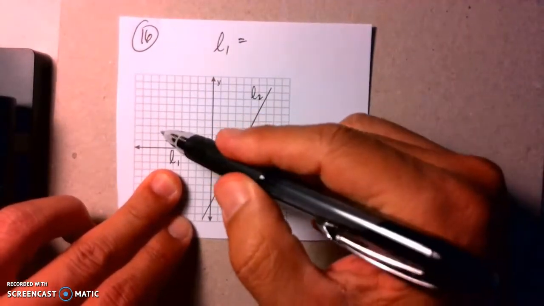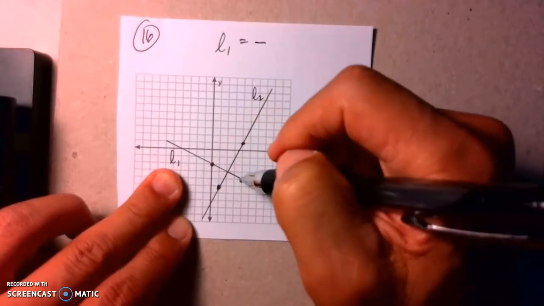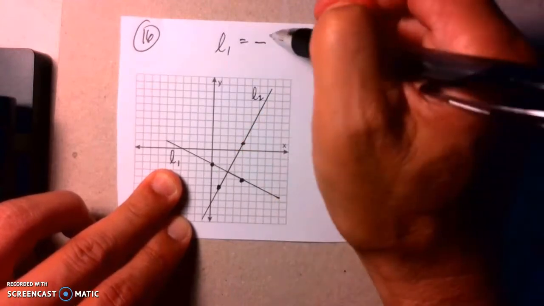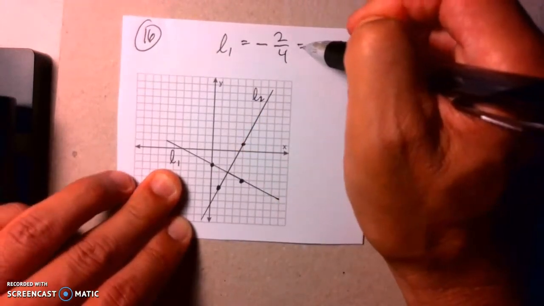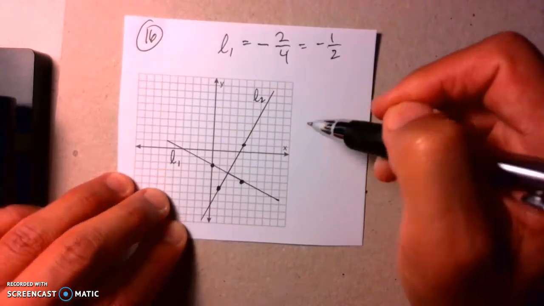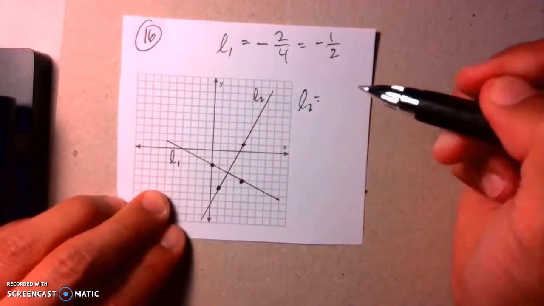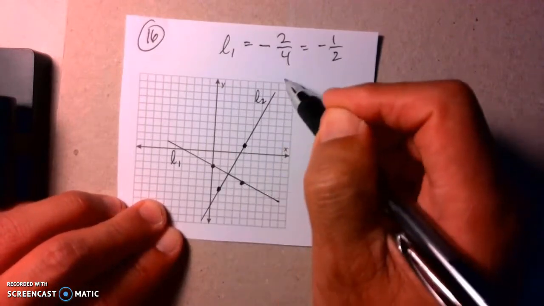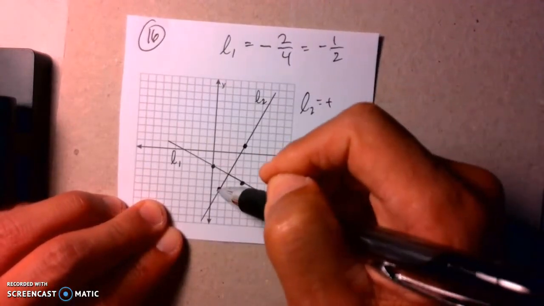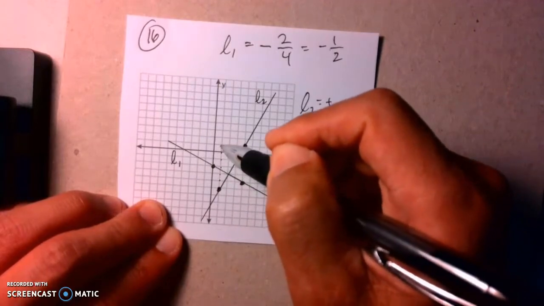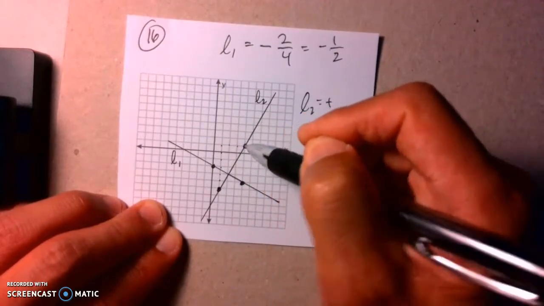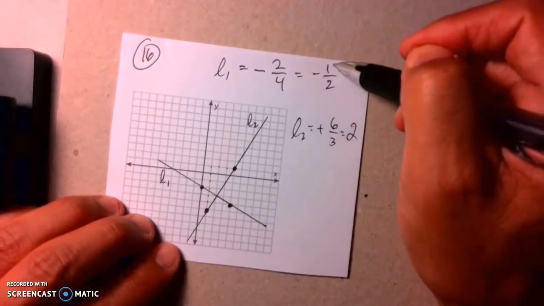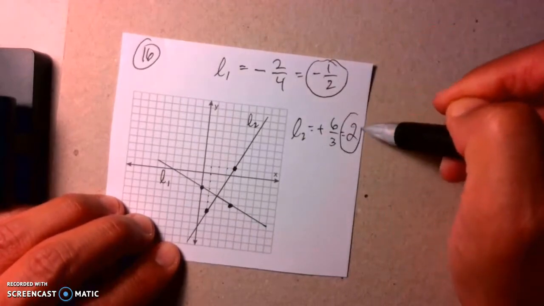The slope looks like it's falling down in a negative direction. From this point to this point, it is 1, 2 down, 1, 2, 3, 4 across. 2 over 4, which is negative 1 over 2. Line 2 is a positive slope. It's going upwards. It goes up 1, 2, 3, 4, 5, 6, across 1, 2, 3. 6 over 3, which is the same as positive 2.